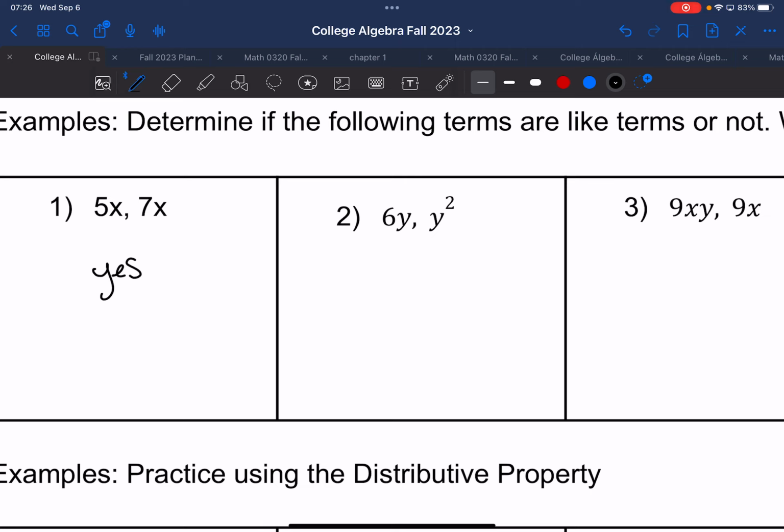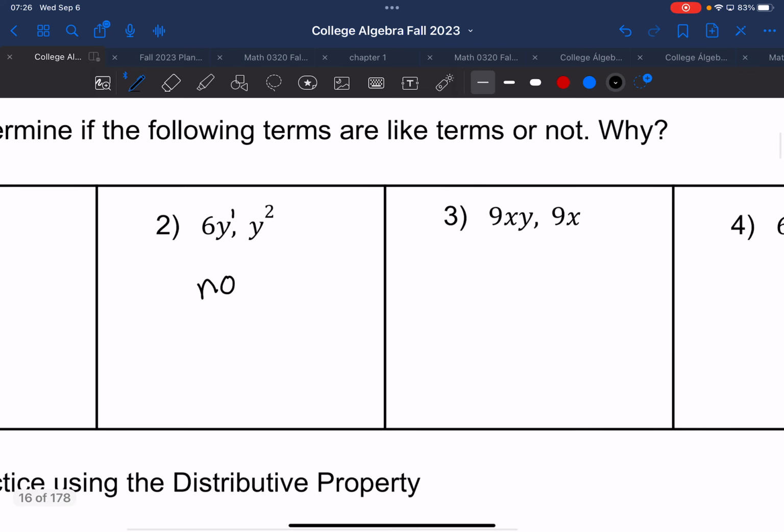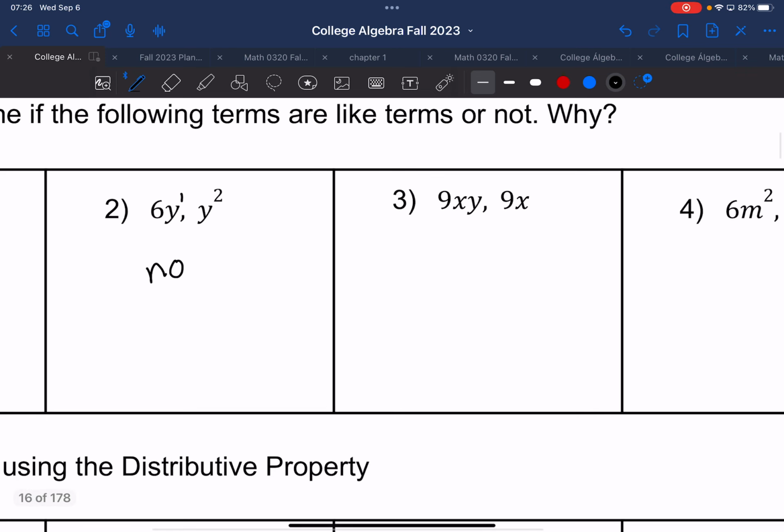Good, so they both technically have the same variable y, but one is y to the power of 1, because we don't see that there. And the other one is y squared. So since they have different exponents, they're considered different variables. So this is a no. What about number 3? No. Why? Good, one is xy and one is just x. So that's why they are not like terms.